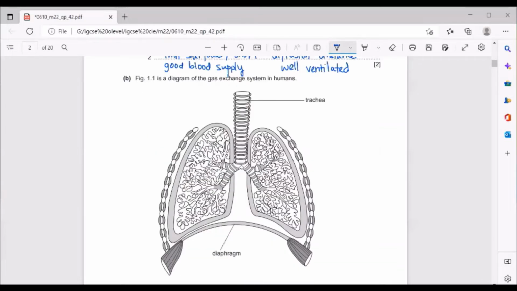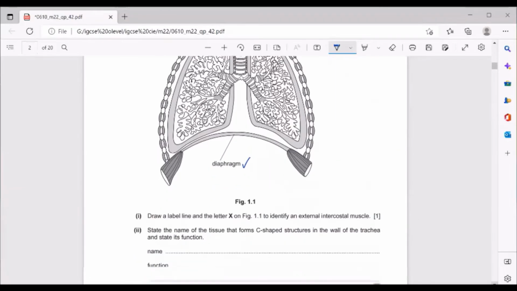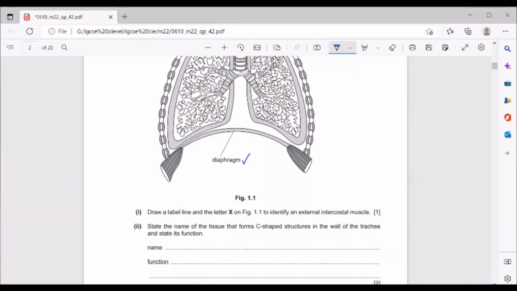Okay, next, let us look at part B. Figure 1.1 is a diagram of the gas exchange system in human. Now, let's look at the question. So, question B1. Draw a label line and the letter X on figure 1.1 to identify an external intercostal muscle. The intercostal muscle refers to the muscle that is found between the rib bones. And there are two types of intercostal muscle, the internal intercostal muscle and the external intercostal muscle.